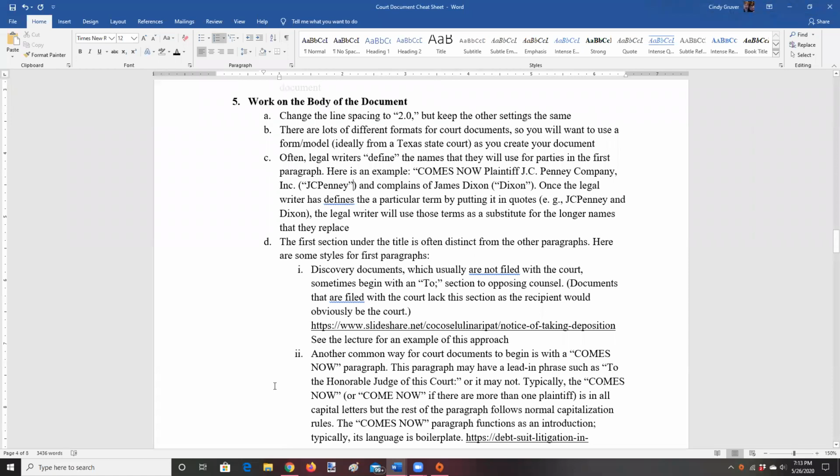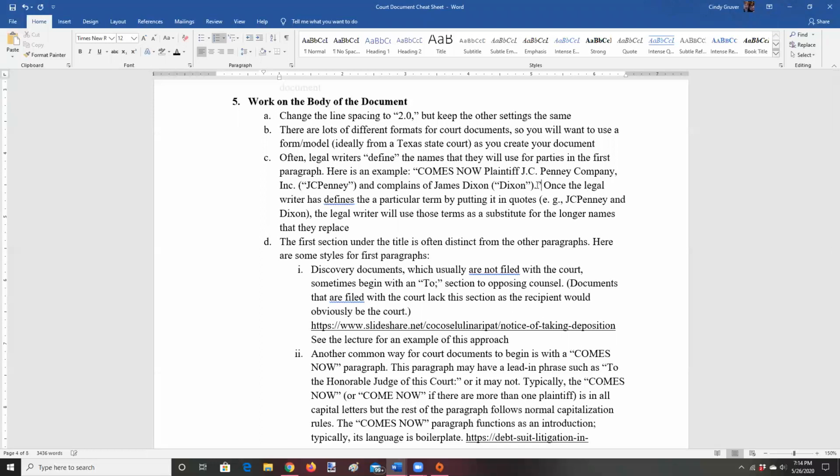Okay, so at the beginning of many pleadings, you'll see something called the comes now paragraph. This is kind of an introductory paragraph. Many legal writers don't use this because it has a lot of legalese. It doesn't sound right to our ears, but you will see this commonly, so it's a good thing for you to be familiar with this particular style.